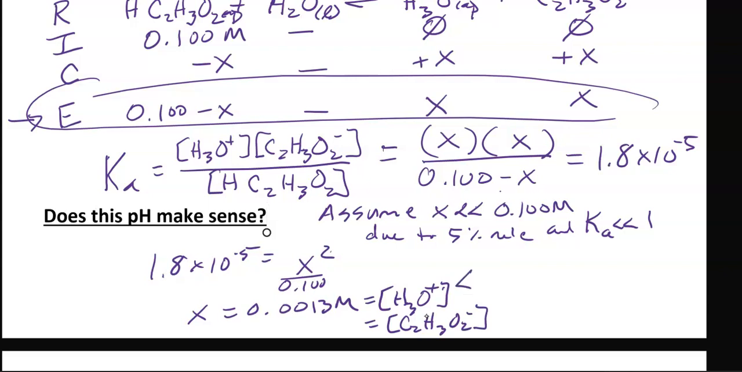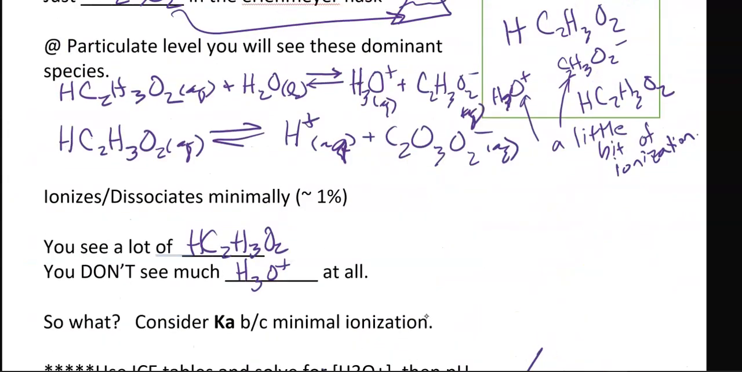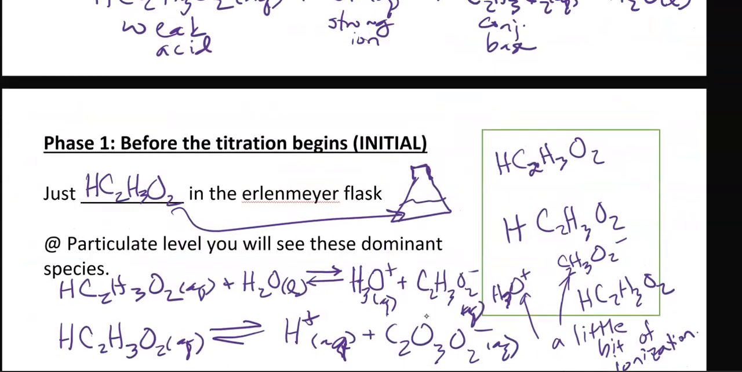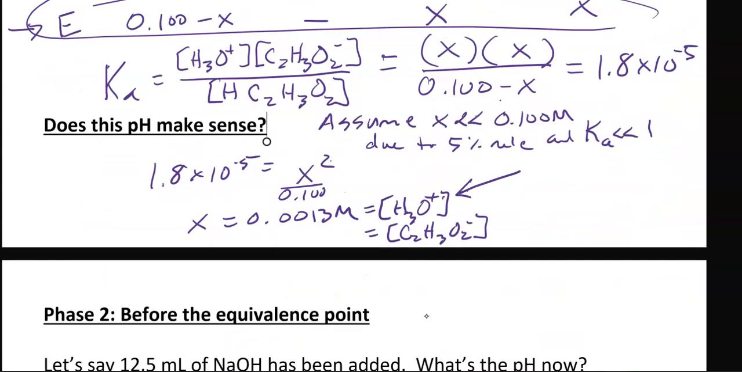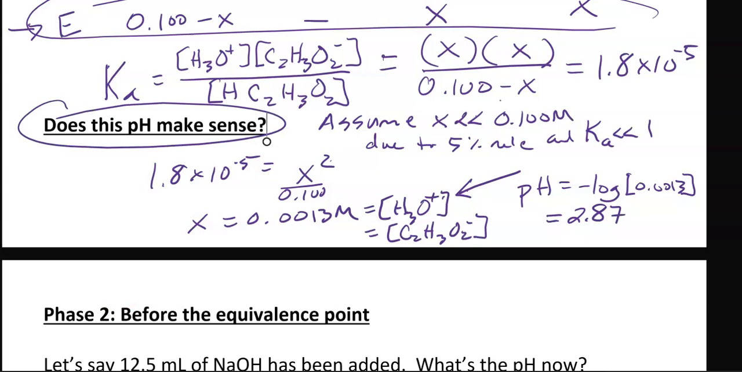Well, why do I need the concentration of hydronium ion? Go back to what the question is. We're trying to figure out the pH before the titration begins. So I'm going to take my concentration of hydronium ion and plug it into the pH equation. And I find out that it's 2.87. Pause. Does this make sense?